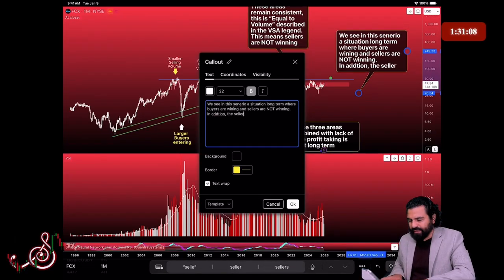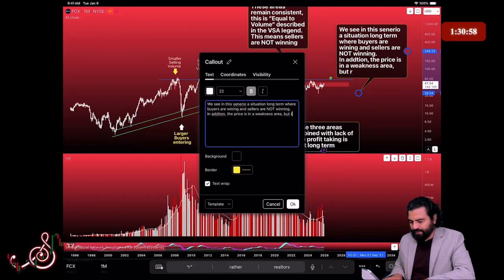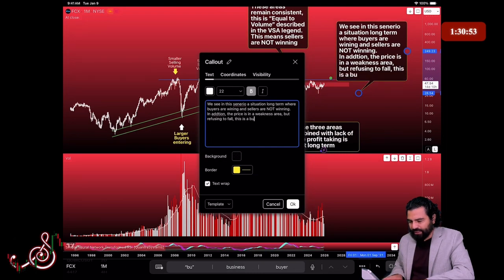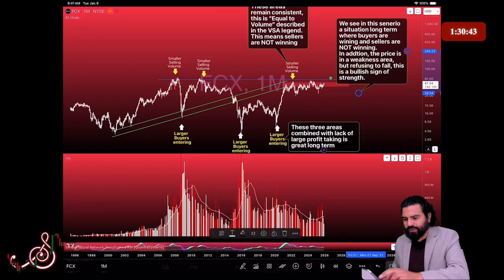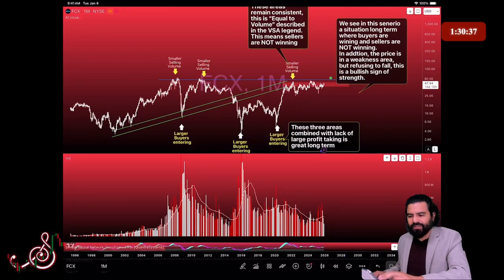In addition, the price is in a weakness area, but refusing to fall. This is a bullish sign of strength. So this is a very good lesson. Maybe we should add this to our lessons page so you guys can learn some of this.